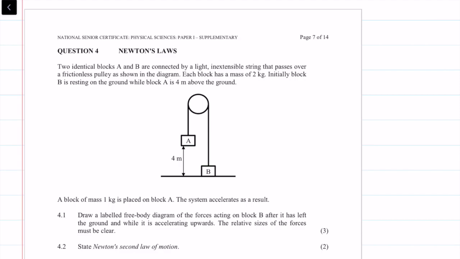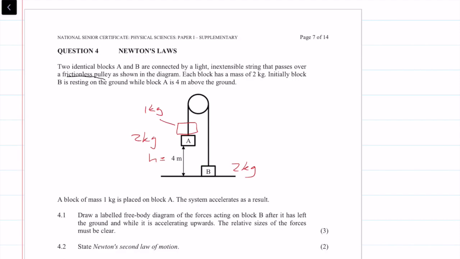Two identical blocks A and B are connected by a light inextensible string that passes over a frictionless pulley as shown in the diagram. Each block has a mass of 2 kilograms. Initially block B is resting on the ground while block A is 4 meters above the ground. So you can say it's got a height of 4 meters. Okay, so a block of mass 1 kilogram is placed on top of block A. So we have a 1 kilogram block placed on there, and the system accelerates as a result.